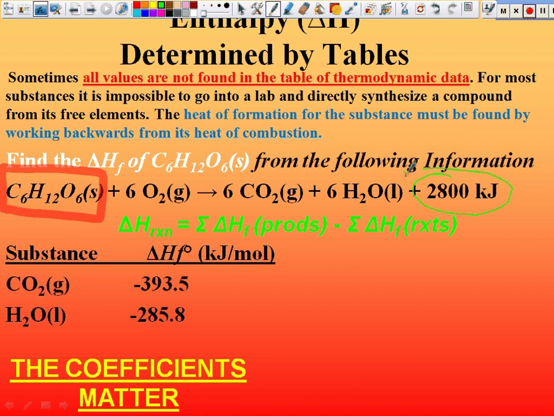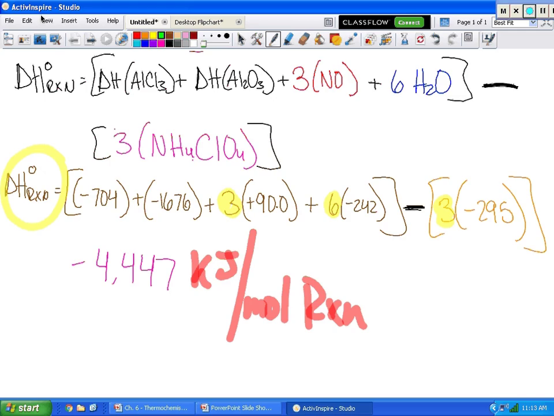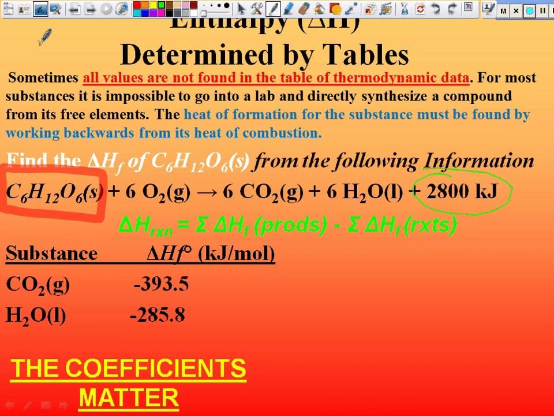Guys, this is just like finding X in an algebra formula. This is all you're doing. They give you the total, and they want to know what the middle part is. Does that make sense? All right, so let's do this. My first question is, are there any of these reactants or products that will leave out of the Hess's law formula? Why are we going to leave oxygen out? It's in its standard state.